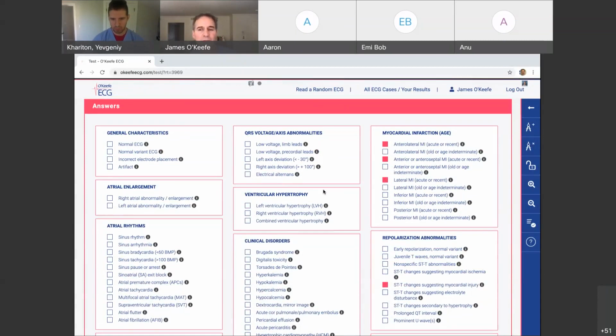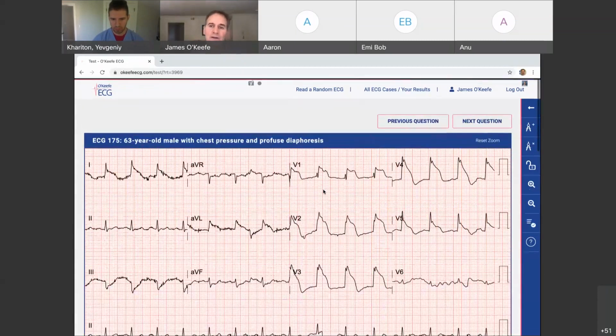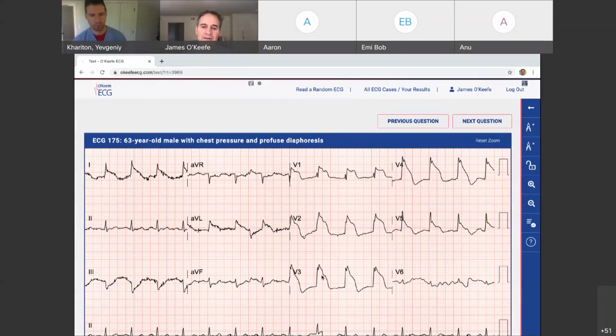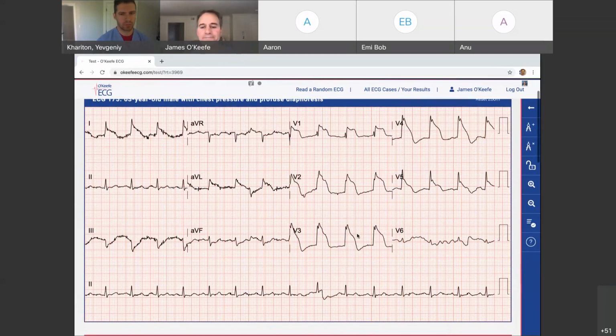So you just have to memorize which exact leads they are, and there's two overlapping leads, V3, V4, where if you have ST segment elevation V3, V4, it's anterior. If it's V4, V5, it's anterolateral.